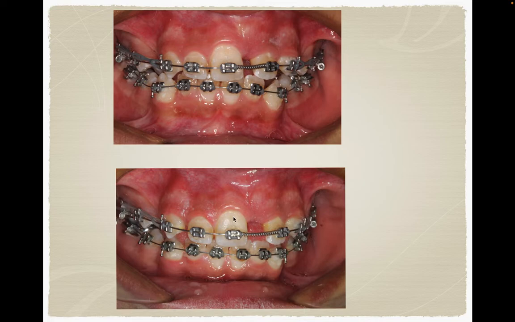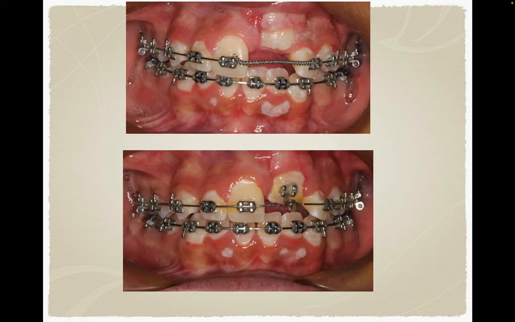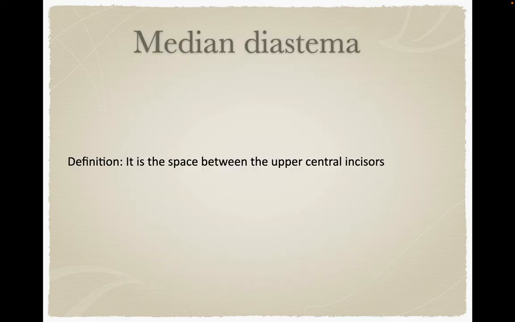So impaction can be part of class 1 malocclusion. We will again discuss impaction with the canine and the central incisors in details in a separate lecture. And here is bringing the tooth down into its position.